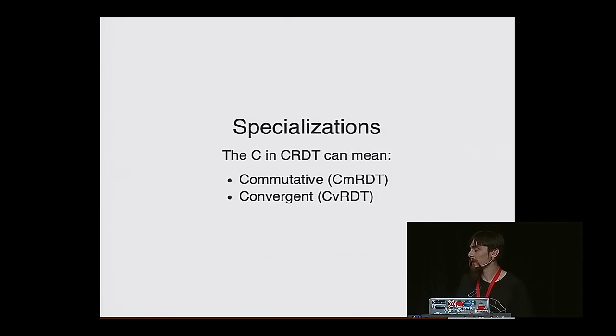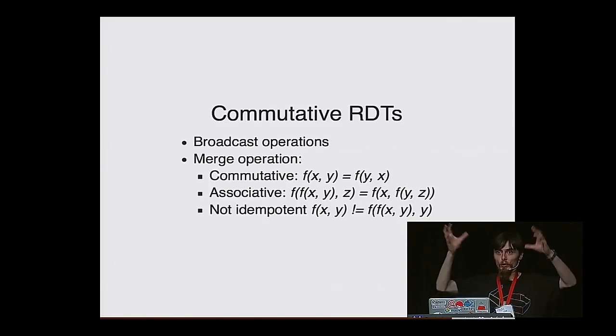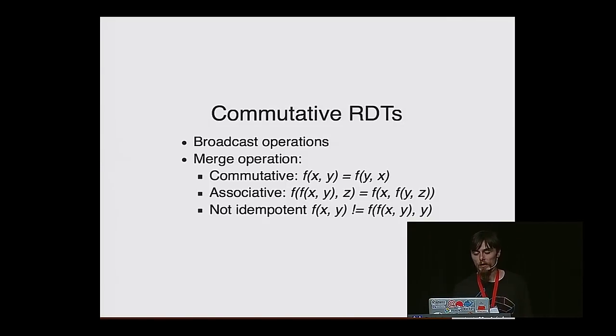So CRDTs are typically specialized. There are two kinds that I'm going to talk about. They're, as far as I know, the only 2 kinds that have been defined. They can be commutative or convergent. With commutative CRDTs, what you're going to do is you're going to broadcast the actual operations. And then you have a merge operation that can merge multiple of those operations into one data point. So this is going to be commutative, so I can flip the order. It's going to be associative, so it doesn't matter what order I do stuff in, but it's not necessarily idempotent. If I apply an operation multiple times, I might get a different result back.